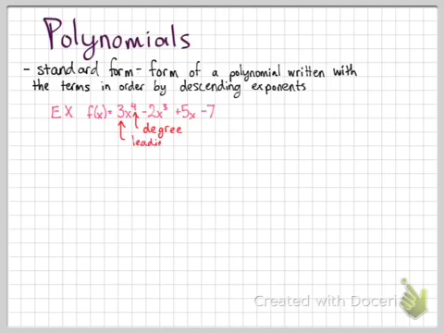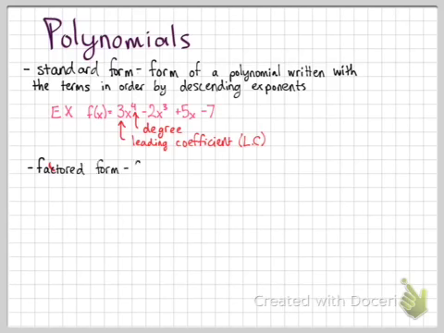Now, this first term, when it's in standard form, tells you the degree of your polynomial and the leading coefficient, which we tend to abbreviate LC in this class. So the degree and the leading coefficient are going to determine the shape of the polynomial.